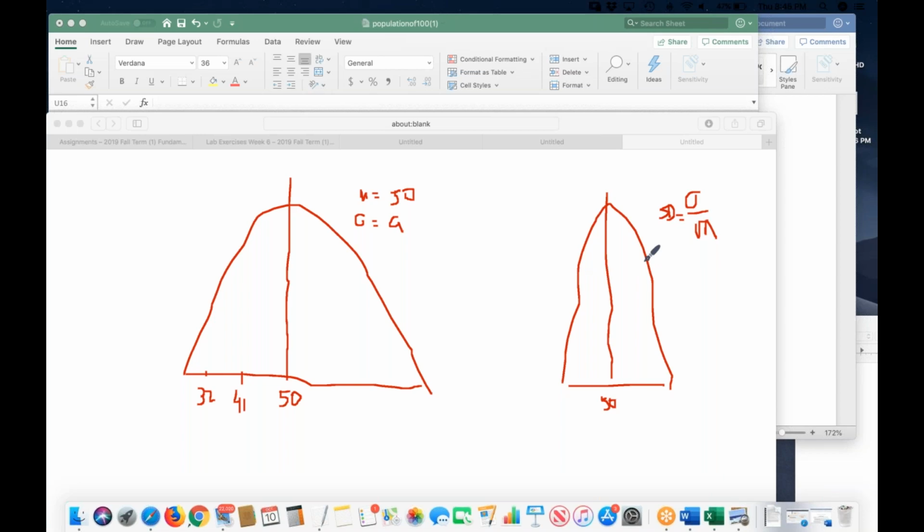What if our sample size was 25? It'd be divided by 5. 100 would be divided by 10, right? So this gets narrower and narrower. Our sample gets closer and closer. The variability in our sample means becomes smaller and smaller as we increase our sample size, right?